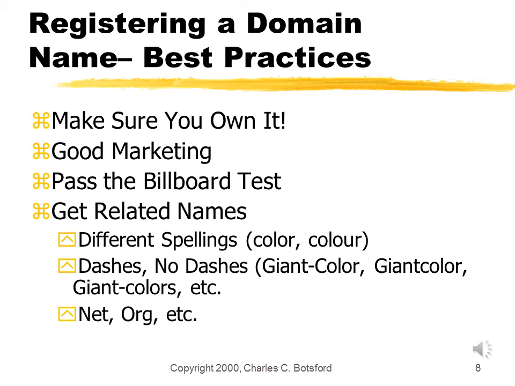Also, be sure to get related names. For instance, if I wanted to register a name, something like supercolor.com, the truth is they spell color differently in different countries. I would make sure that I registered both spellings. Also, would I register just supercolor, no dashes, or would I also register super-dash-color? I would certainly register both, because if I was successful and just had one, I could expect a competitor to register the other one.